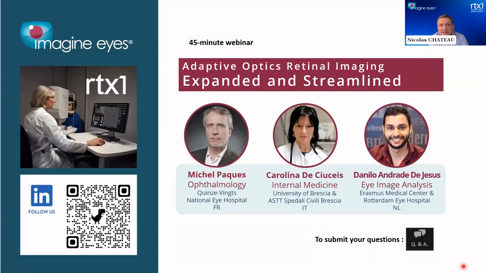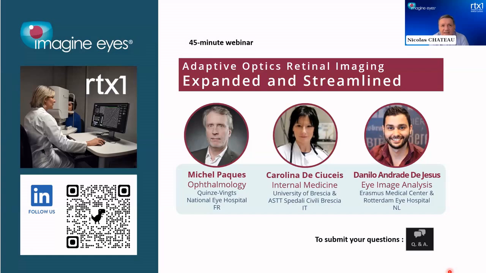Carolina de Ciuceis is an associate professor of internal medicine at the University of Brescia in Italy, and she has made extensive use of AO imaging in her research, with the goal of improving the prediction and the monitoring of cardiovascular risk. And Danilo Andrade de Jesus is assistant professor at the Erasmus Medical Center in the Netherlands and principal investigator of a joint project with the Rotterdam Eye Hospital.